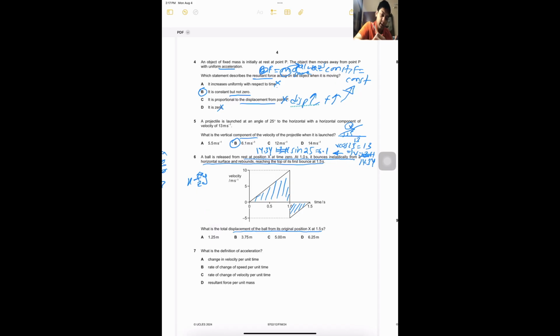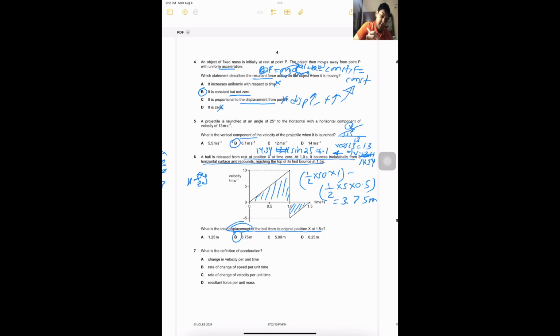So let's do it then. Half into 10 into 1 minus half into 5 into 0.5. Put this in the calculator. 5 minus half into 5 into 0.5, which is 3.75. Answer is B. That is the displacement.